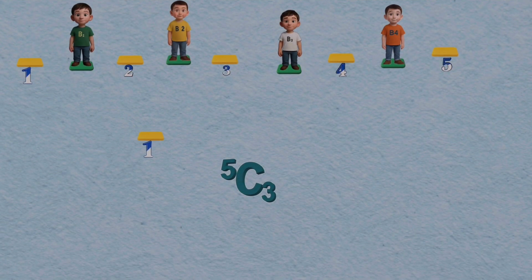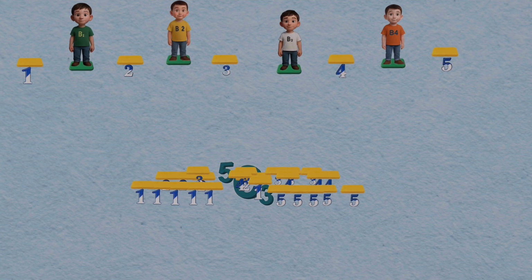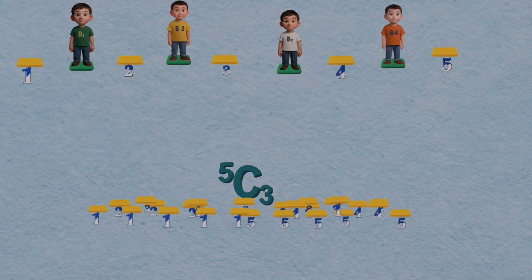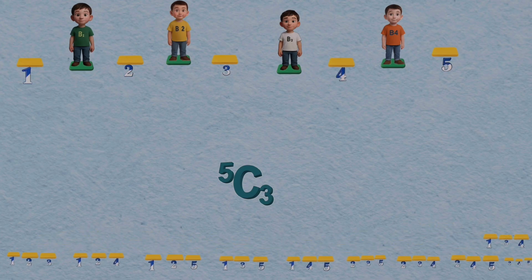The expression 5C3 takes 5 yellow slabs as input and generates 10 unique combinations, each consisting of 3 distinct yellow slabs. Here, once again, we see how 5C3 takes 5 yellow slabs as input and generates all the possible combinations of 3 yellow slabs. Altogether, this results in 10 distinct groups, each offering a unique selection from the original set.